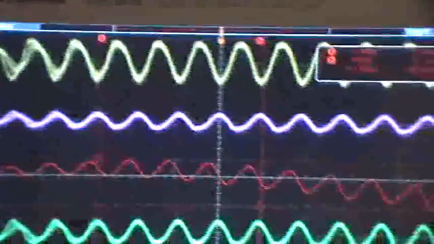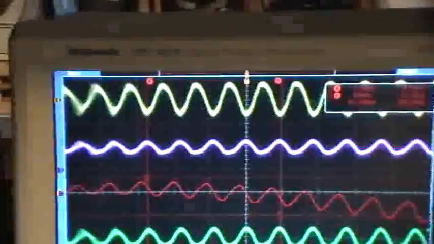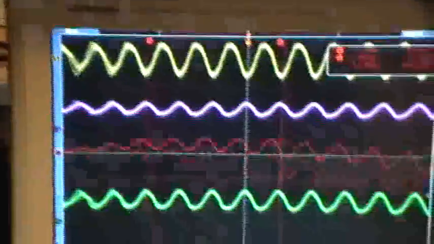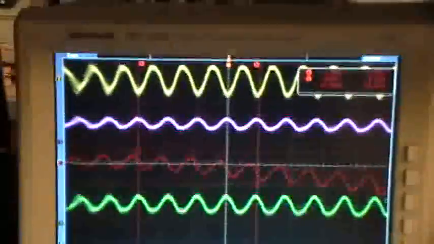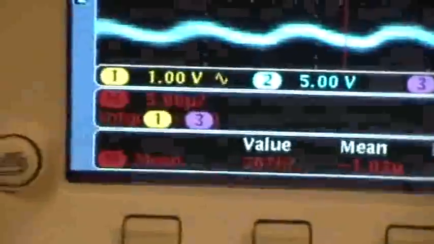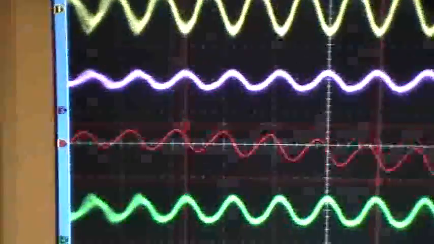Okay, what you're looking at here, the top trace is the voltage across the current viewing resistor. The purple trace is the battery voltage. Those two traces are being multiplied together and integrated to produce this trace, which, as you can see, is sloping downward to the right. That means that the energy integral is going negative.